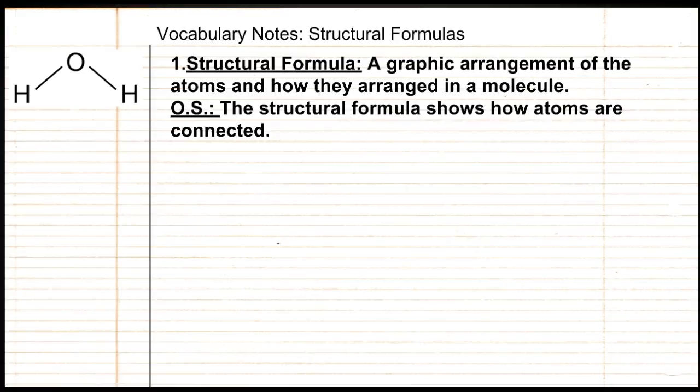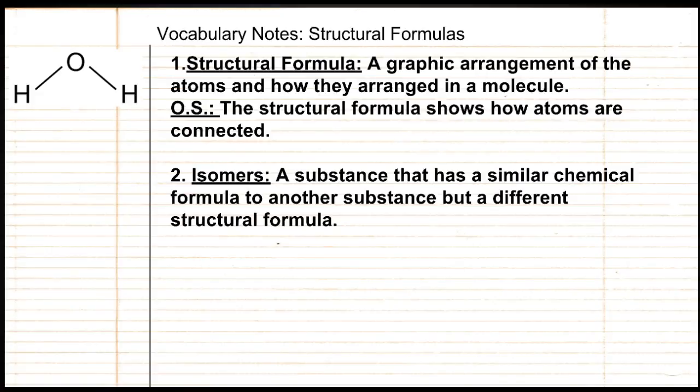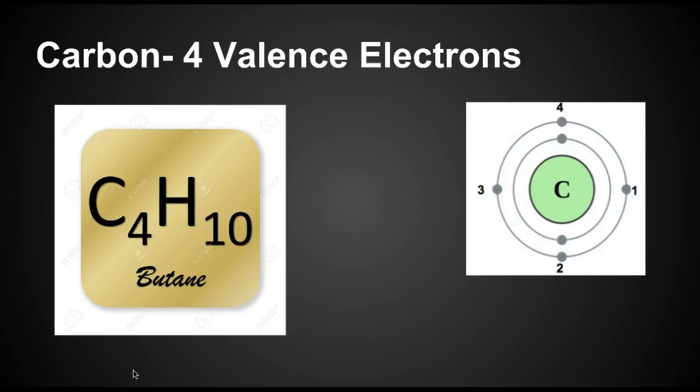Okay, number two. For number two, write isomers. Isomers are substances that have a similar chemical formula to another substance, but a different structural formula. Go ahead and take a minute to write that down, and then I'll show you an image. I'll tell you what you need to draw, but for now, just follow along for a minute. If you can focus a little, because I know it's going to be hard to follow. Hopefully, I'll make it as easy as possible.